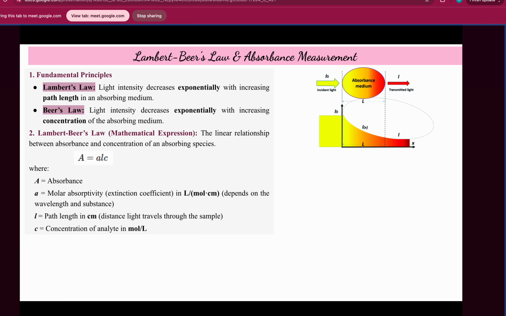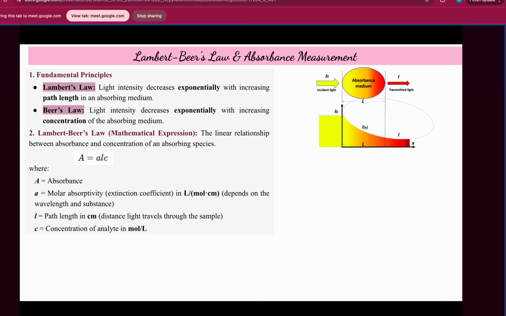So that's why intensity will decrease. Now, the second law is Beer's law, which states that light intensity decreases exponentially with increasing concentration of the absorbing medium. So with length also it's increasing, and if we increase the concentration, which means the molecular concentration will be high, then it will.